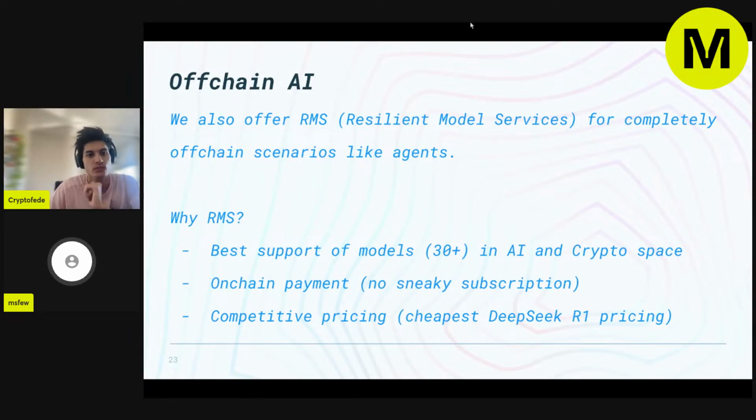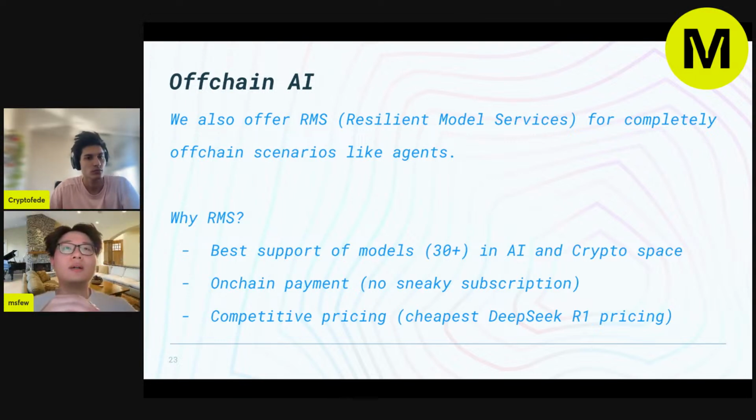And also because we are building it with the decentralized network that we already have for the on-chain Oracle, most of the compute power will come from this network that we already bootstrapped. So the RMS will have very competitive pricing. If you look at it right now, it is offering the cheapest DeepSeek R1 model inference among all these providers. And these are some of the advantages of RMS.